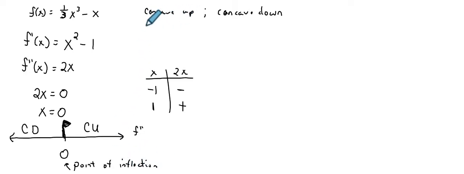And so my concave up interval is from 0 to infinity, and my graph is concave down from negative infinity to 0. So that's looking at my concavity.